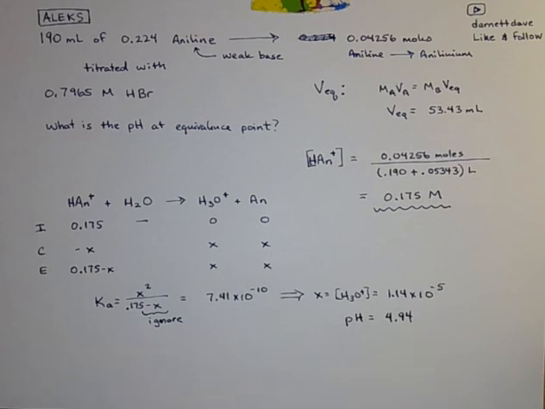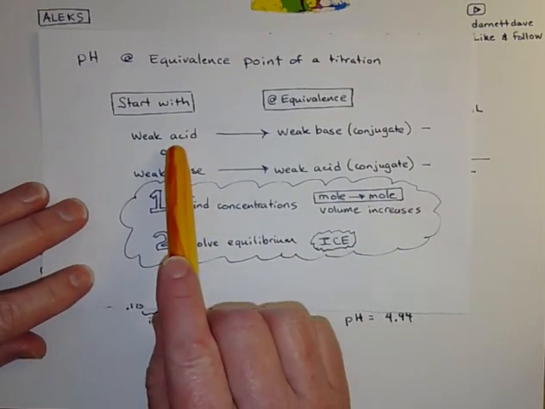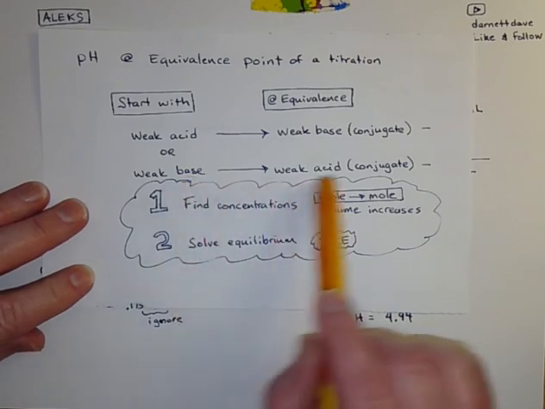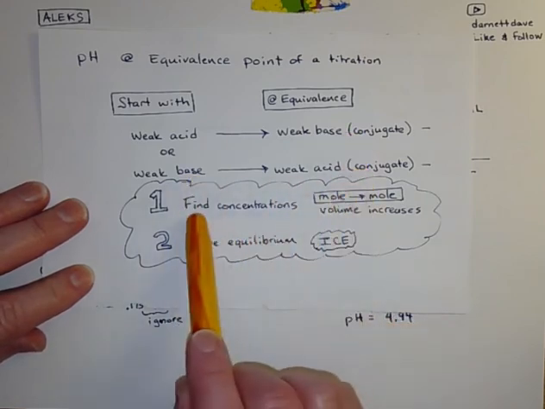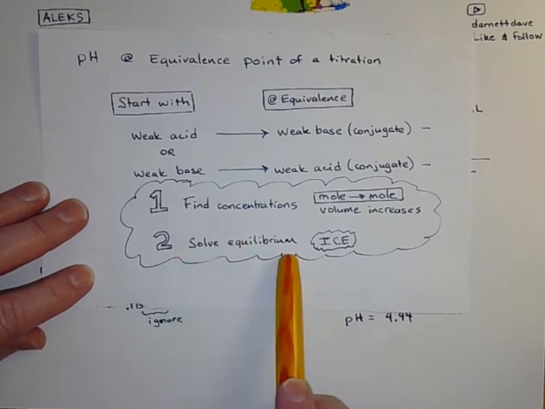Okay, so the general steps: we need to make sure that with every problem we are converting our weak acid or weak base into its conjugate, that we're finding the concentrations, and that we're solving the relevant equilibria.